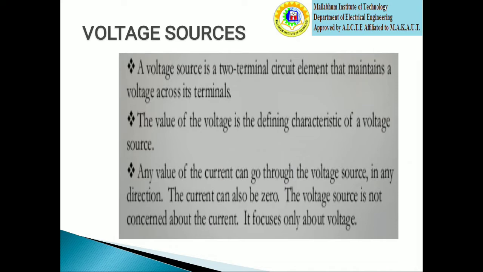A voltage source is an active element, because an active circuit element is a component in a circuit which is capable of producing or generating energy. A voltage source is a two-terminal circuit element that maintains the value of voltage across the circuit, which is not concerned about the value of current.